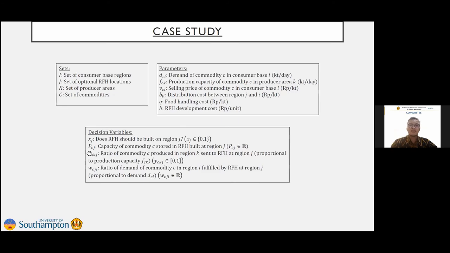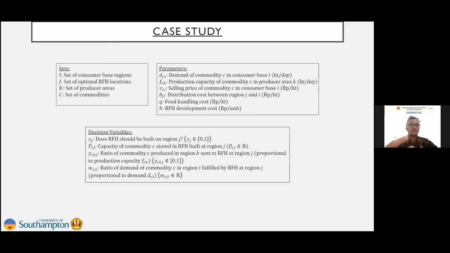Again, that is used to calculate the capacity. We would like to calculate the capacity of the RFH at each location. This is what we would like to know throughout this model. And here there are several parameters that we need for fulfilling the demand. Certainly we need to estimate the demand of each community or each area in the consumer base. And we should be able to map the capacity or the production rate of each area.